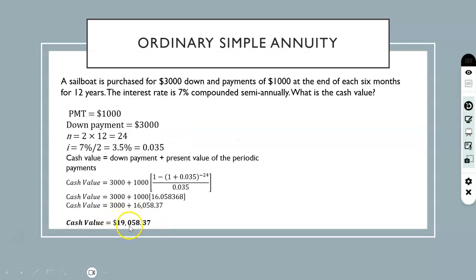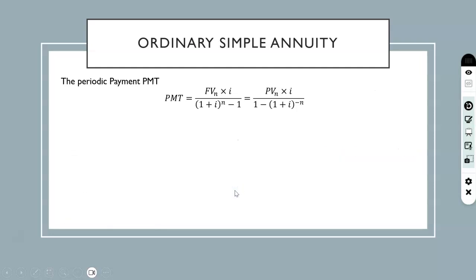Your total cash value should be equal to $19,058.37. Now, if your future value is known or if your present value is known, how will you calculate the PMT, which is the regular payment at regular intervals of time?